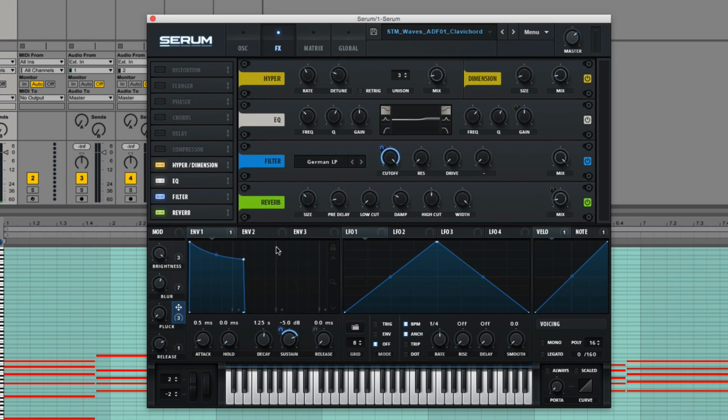So it lowers the cutoff so that we have once again some room to pluck, and then it increases the amount that envelope 1 is affecting cutoff. Next we have release, which just increases the release of envelope 1.